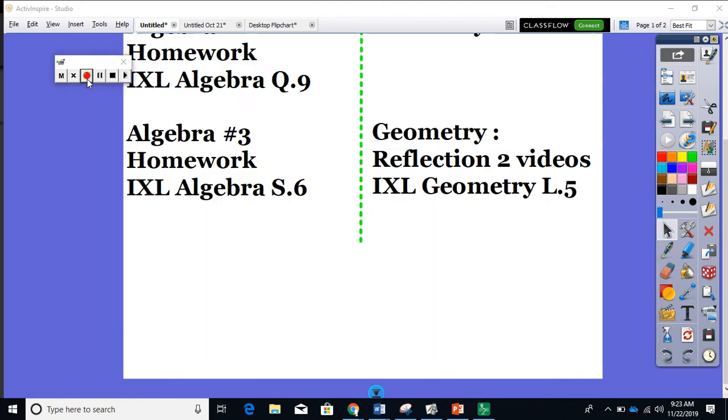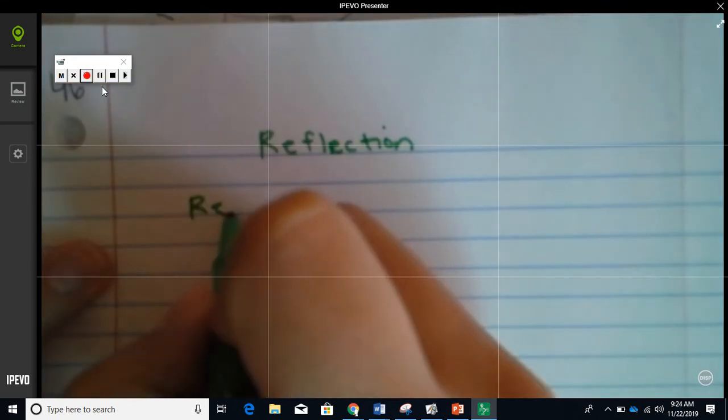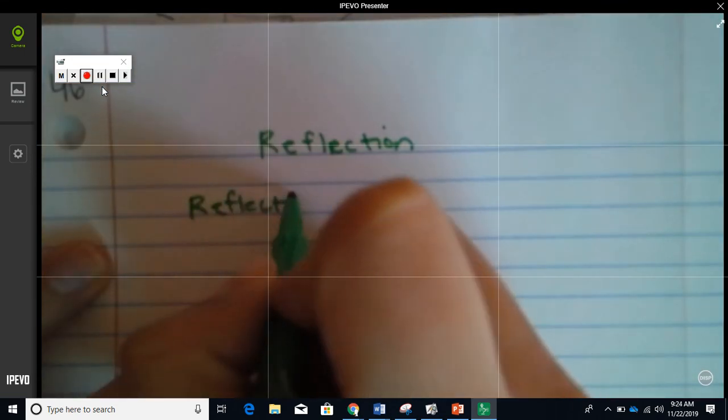We're doing reflection. It's going to be a really short video. I'm going to show you the L.6. A couple things you have to know. The rules, it'll make it a little bit easier for you.